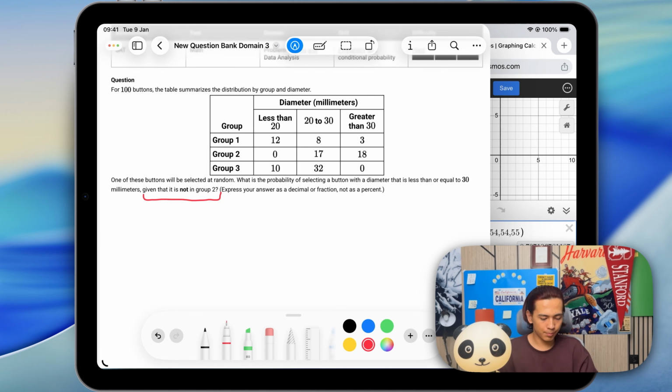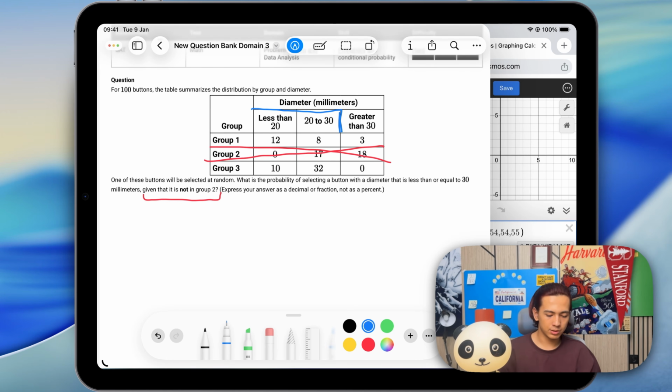Given that the button you choose will not be group 2, you can cross out this possibility there. What is the probability of selecting a button with a diameter that is less than or equal to 30? So it's not going to be greater than 30. It's going to be from here to there.